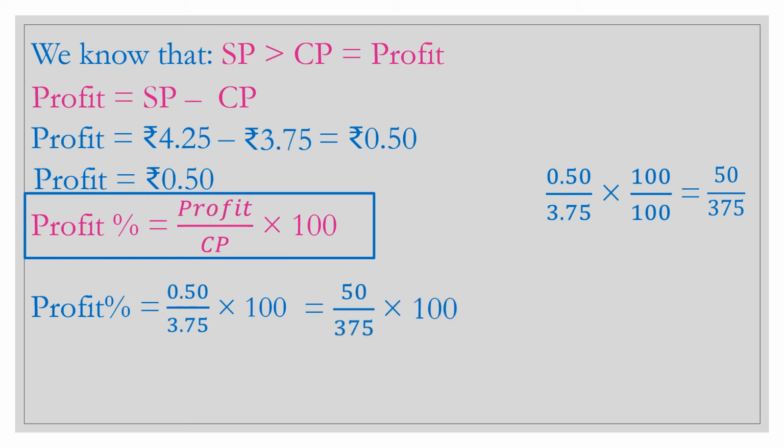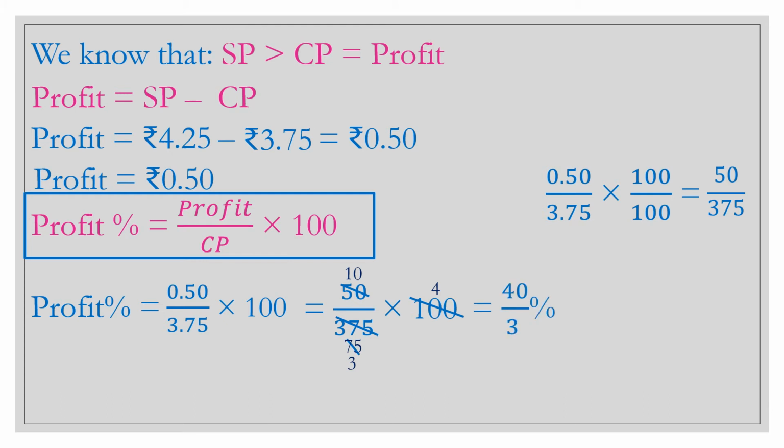So write down 50 upon 375 multiplied by 100. Now simplify. See, 50 and 375 both are divisible by the same digit 5. So divide. 5 tens are 50 and 5 75s are 375. Again, 100 and 75 both are divisible by the same digit 25. So divide. 25 threes are 75 and 25 fours are 100. Now it cannot be further divided, so do the multiplication.